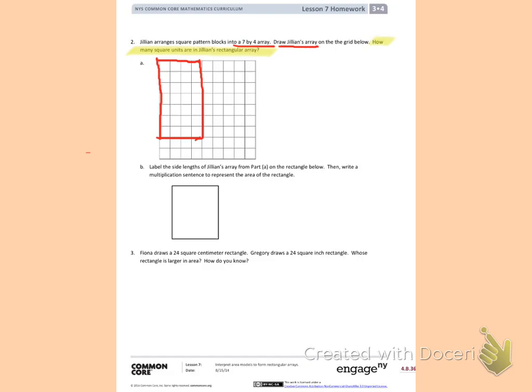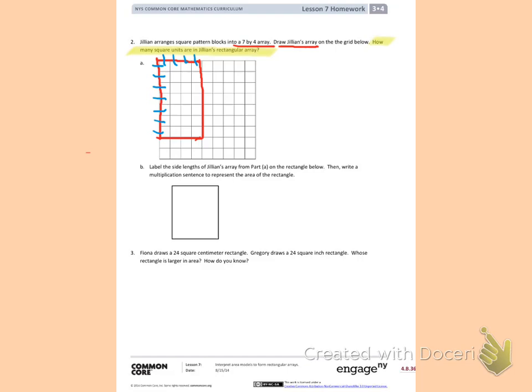I've drawn the array. Now we have to make sure that I haven't made a mistake. So I'm going to double check my work. That's the responsible thing to do. I should have 7 rows. 1, 2, 3, 4, 5, 6, 7, and 4 columns. 1, 2, 3, 4. Yes, I did it correctly.